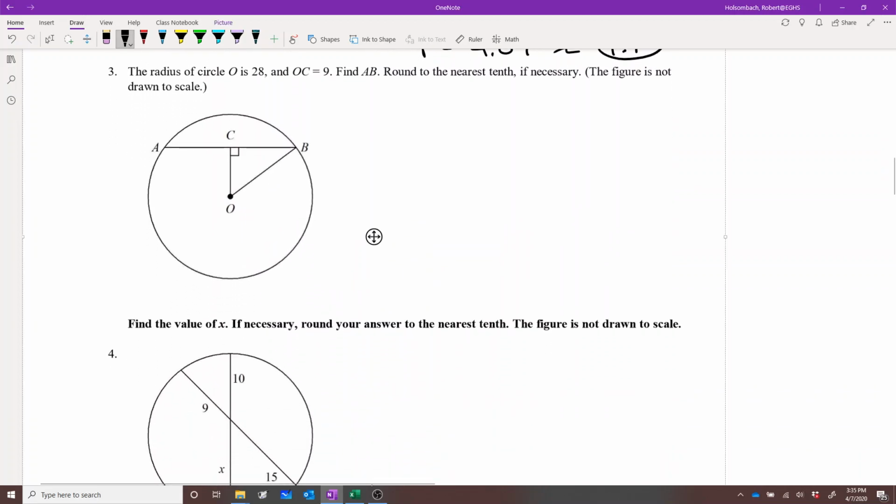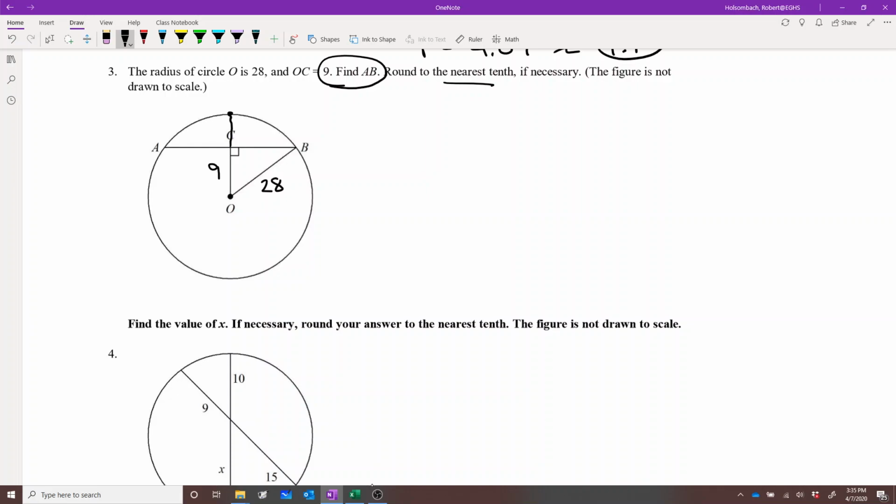Alright, problem number 3. The radius of circle O is 28. So here's our radius of 28. O to C is 9. Find A to B. Round to the nearest tenth if necessary, the figure is not drawn to scale. It's another right triangle problem. If you extended this OC to the edge of the circle, it represents a radius.